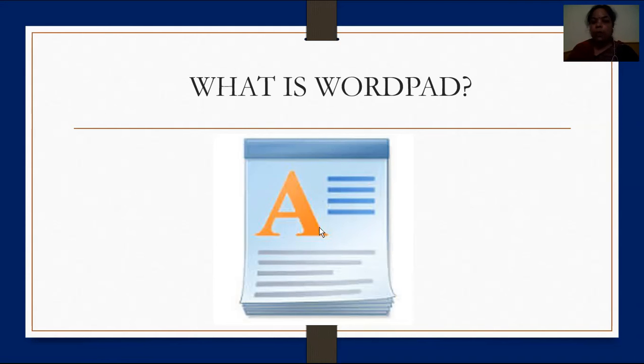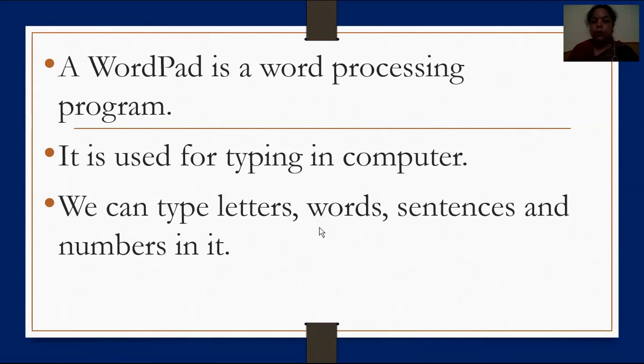So now I am coming to what is WordPad? WordPad is a word processing software. Word processing means we can write anything. It may be any poem, any letter, or any document. So we can do the typing work in the WordPad. With the help of WordPad, we can type anything with the help of keyboard.